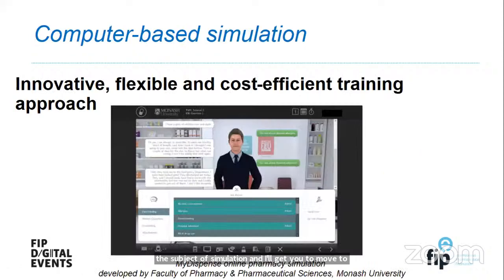Another theme of innovation in education is the use of computer-based simulation in the pharmacy curriculum. During the pandemic, there was increased pressure on clinical placement availability, and the use of computer-based simulations to mimic pharmacy practice environments gained a lot of traction. Computer-based simulations are an innovative, flexible, safe, and cost-efficient approach to train pharmacy students in different healthcare settings. The screenshot you see here is the MyDispense online pharmacy simulator, a product developed by Monash University's Faculty of Pharmacy and Pharmaceutical Sciences in the community pharmacy setting.